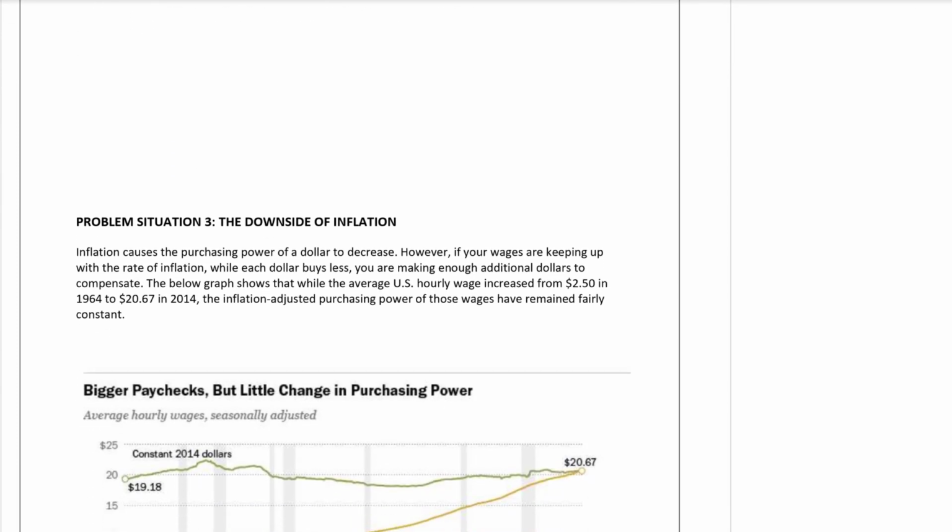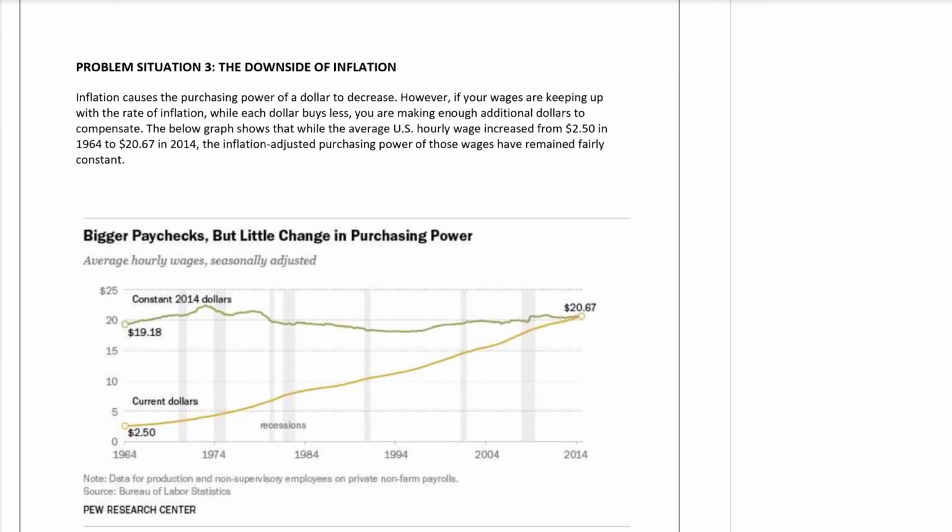Alrighty, so now let's go on to problem situation number 3, and understand how inflation keeps up with the prices of other goods and your wages and stuff.